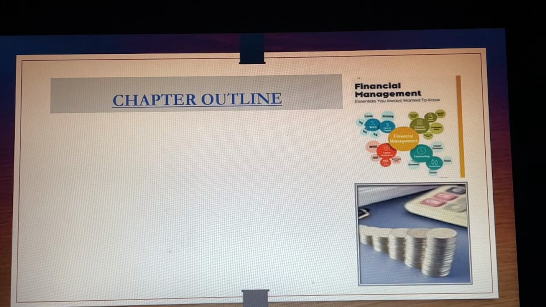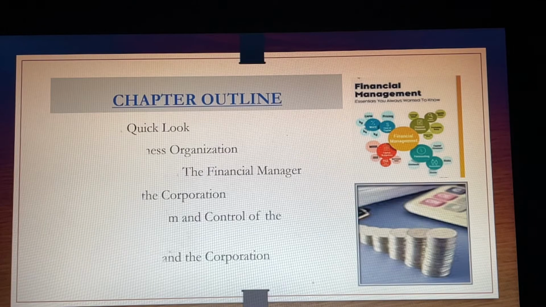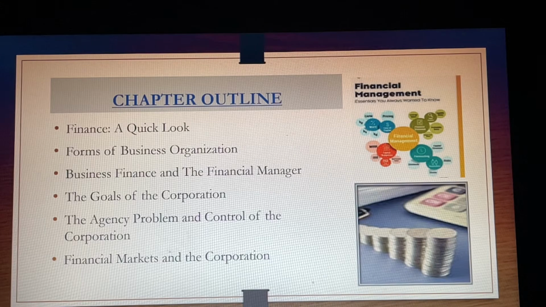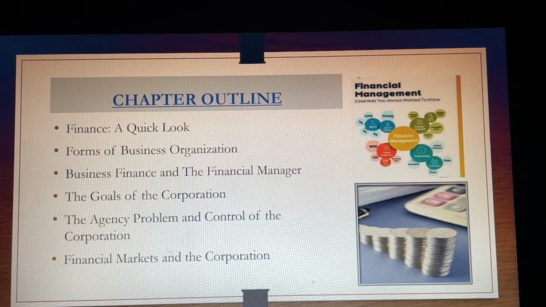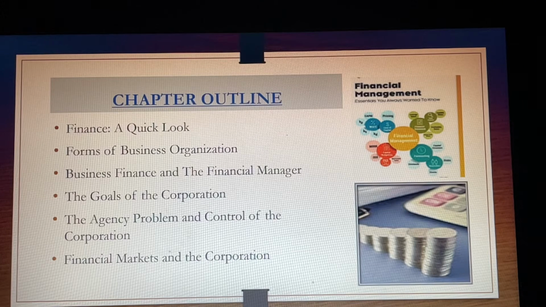Our next slide is about the chapter outline. In finance, we have a quick look, then forms of business organization, business finance and the financial manager. Next is the goals of the corporation. Next is the agency problem and control of the corporation. And the last one is the financial markets and the corporation.